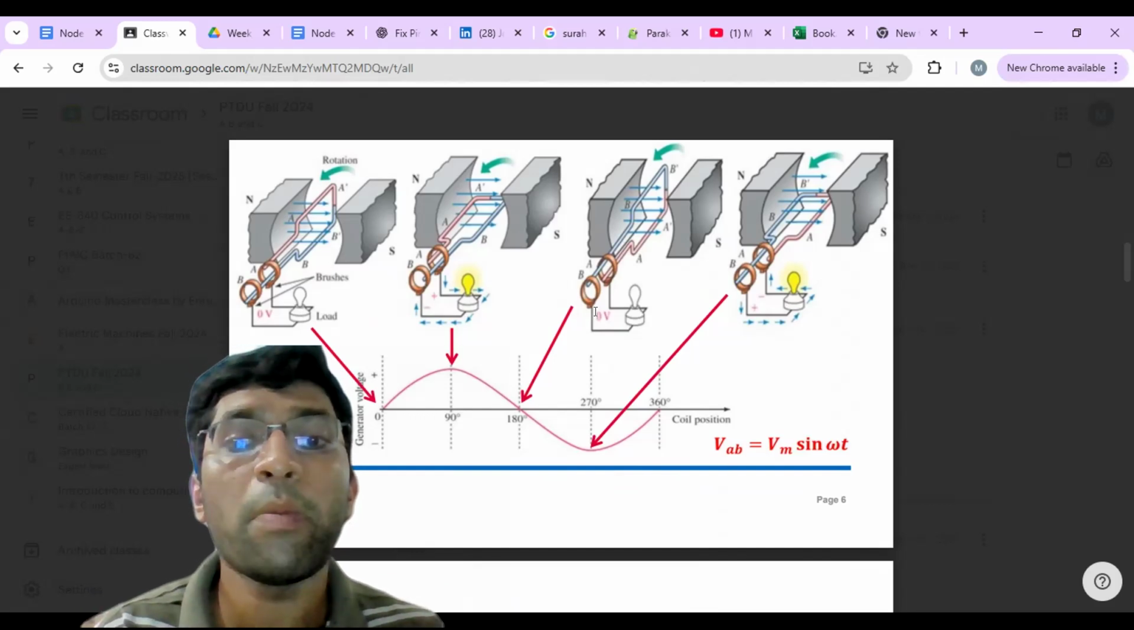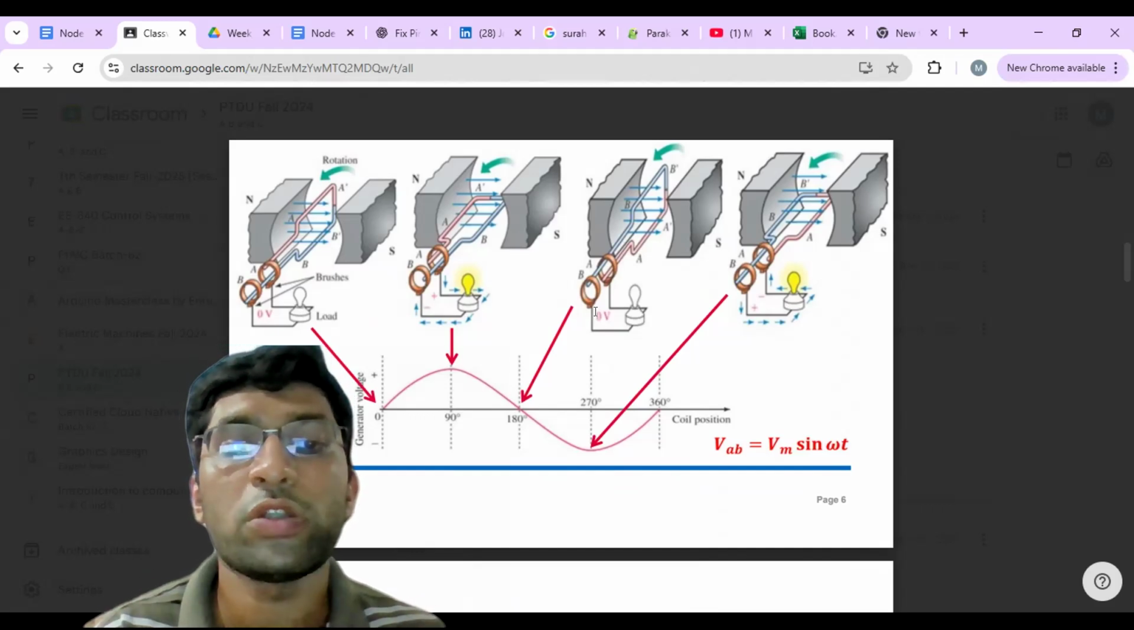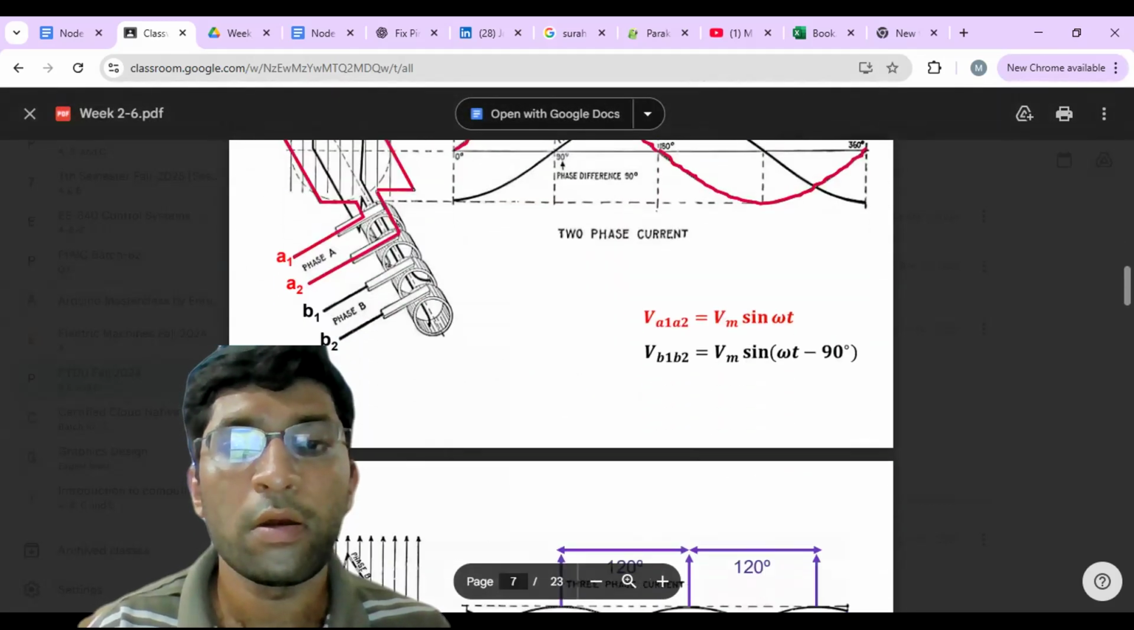Because remember, don't forget, V_AB, the voltage across two points A and B, is calculated as V_m sin(omega t), sin theta. See, sin theta at 0 and 180 degrees is always 0. Sin 0 degree and sin 180 degree are always 0.